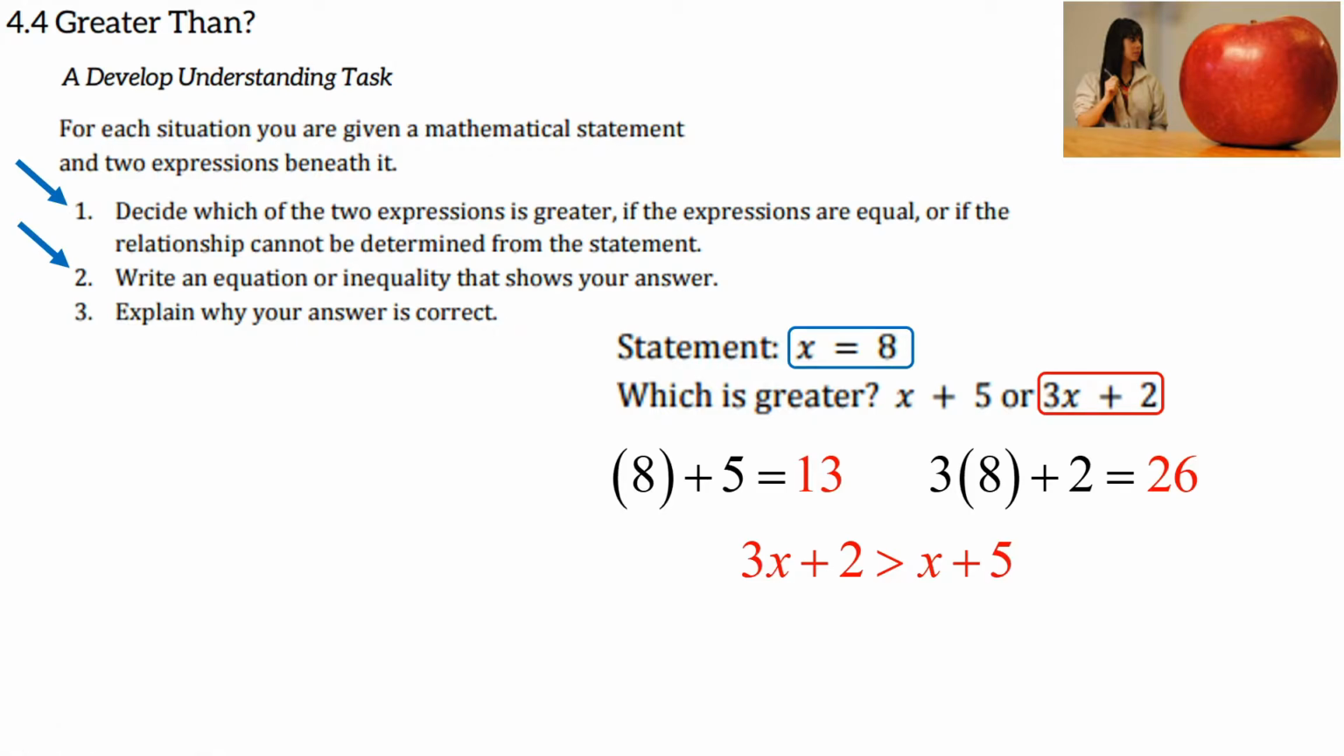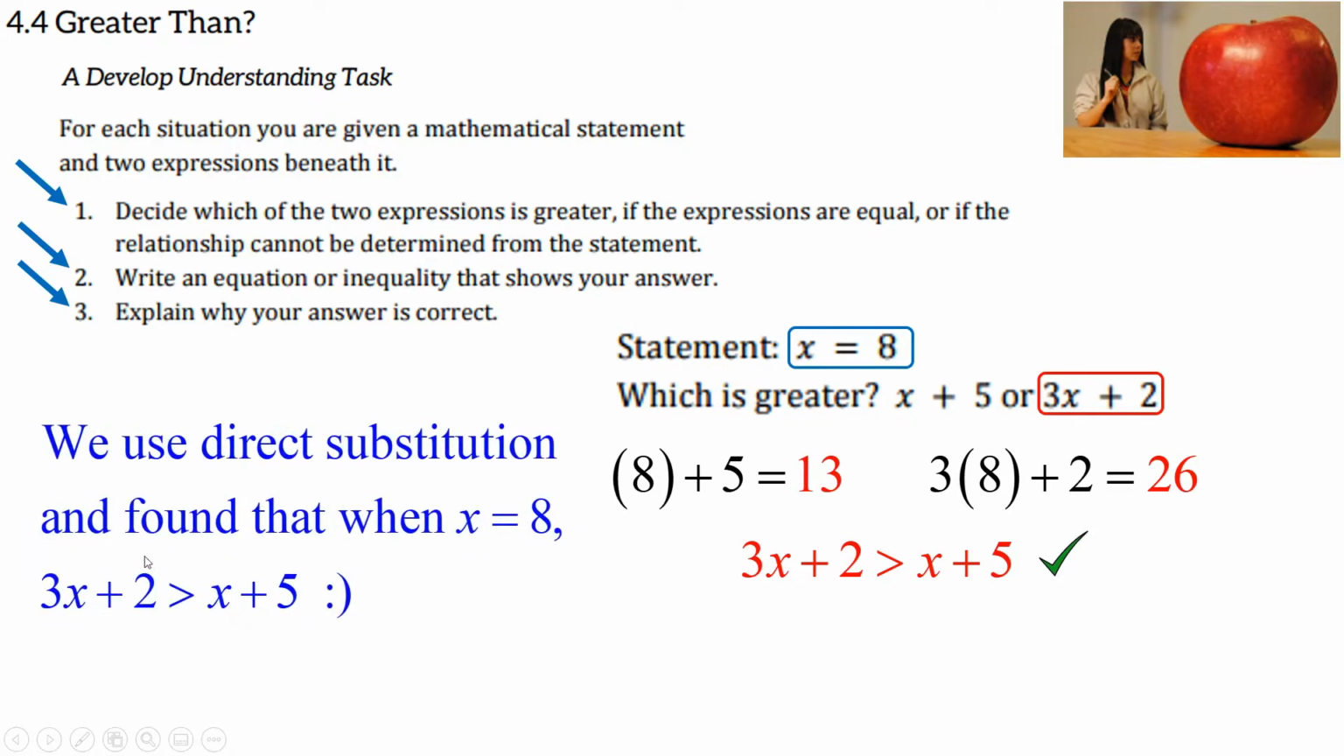Now number 3, explain why your answer is correct. Well, we found the answer was correct with direct substitution. So we used direct substitution and found that when x equals 8, 3x plus 2 is always greater than x plus 5. All right. And that should have been used right there, but I'll fix that later.